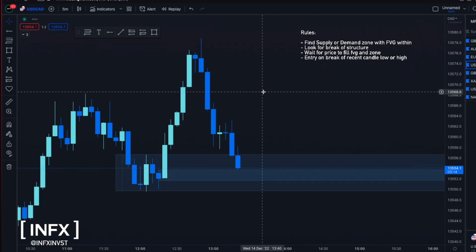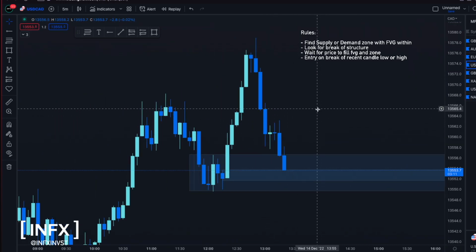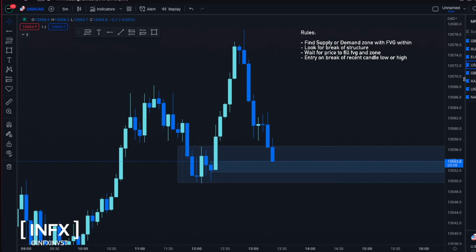Okay, we've just tapped into the zone on USDCAD. So we're going to watch this one for a bit now and just sort of jump between the two. I'll come back when something's happened.